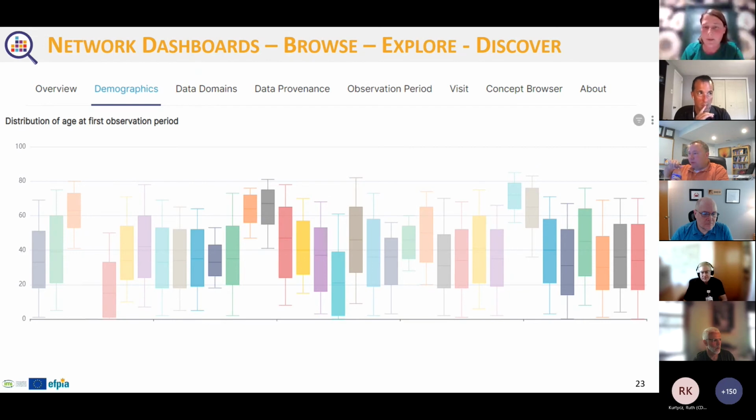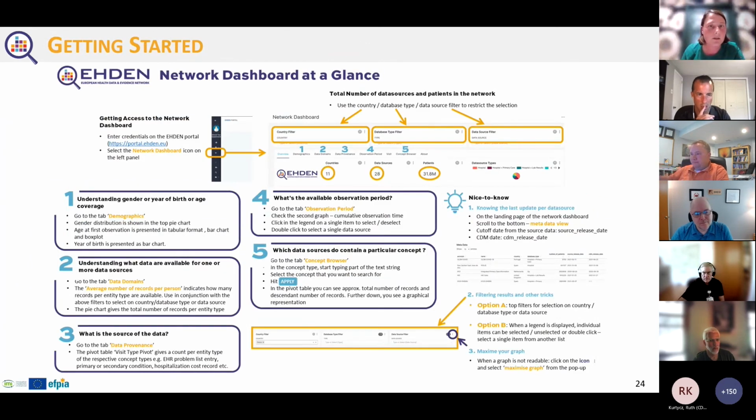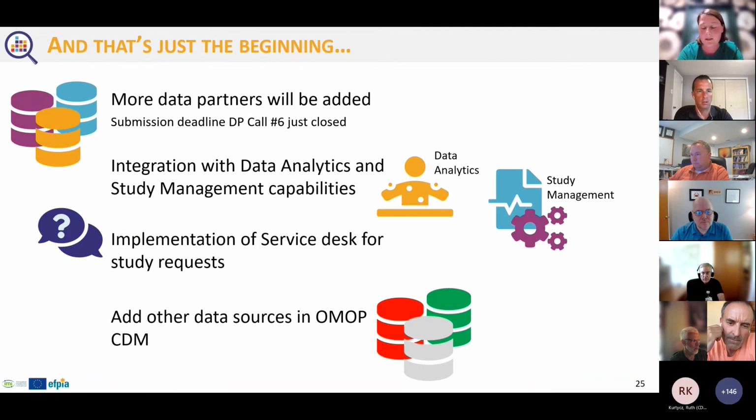But we actually created a little cheat sheet so that you can try out all those different functionalities and answer all those different questions. When you register to the portal, you can find this on the left-hand side, and then you can just get started and explore the data that we have there. And as I said, that was the first release, so it's just the beginning. In the coming months, we expect to include many more data partners into the catalog and also the network dashboard.